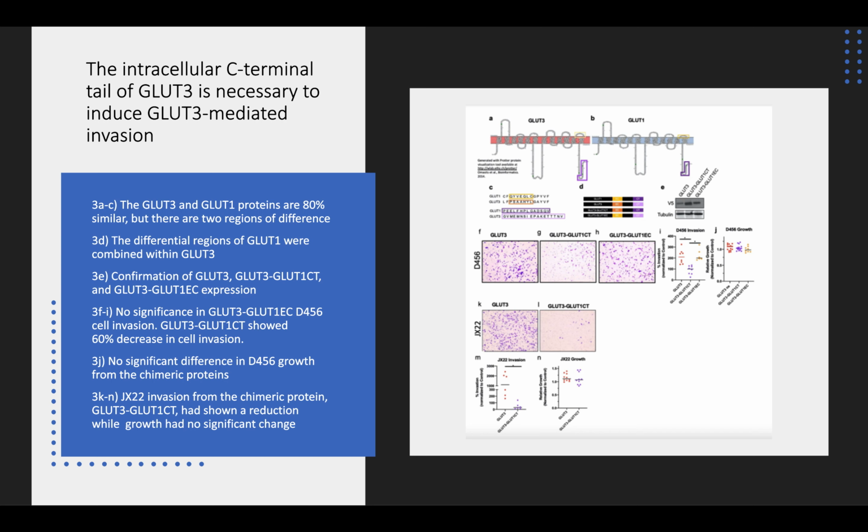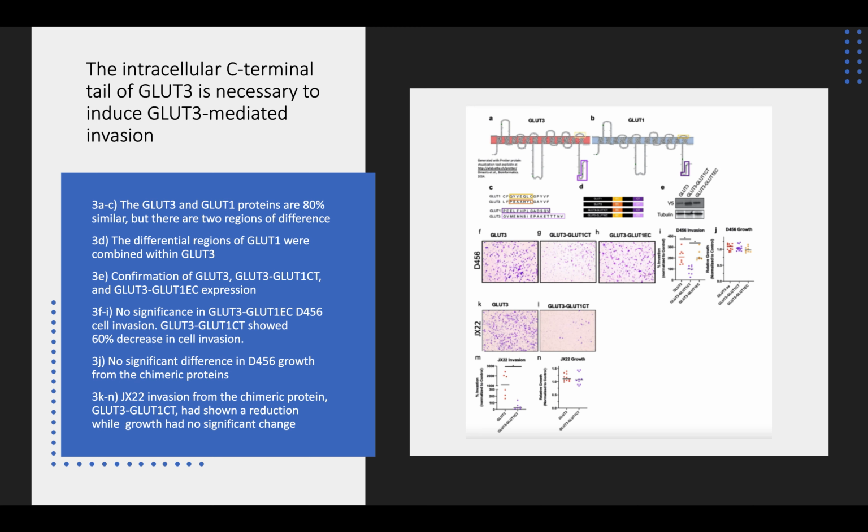In figure 3E, we see that the GLUT3 is there in the plot, and GLUT3-GLUT1CT is there, and GLUT3-GLUT1EC is there. This is as it relates to V5 and tubulin. This is just a confirmation of GLUT3, GLUT3-GLUT1CT and GLUT3-GLUT1EC expression, to confirm that they're all being expressed.